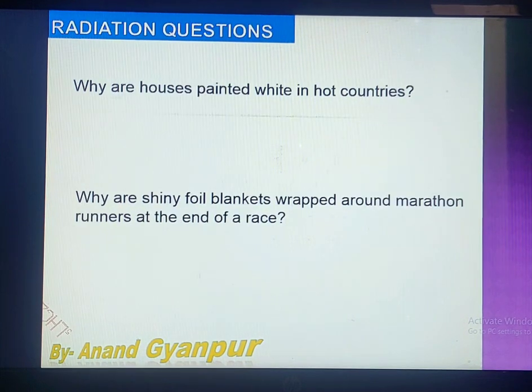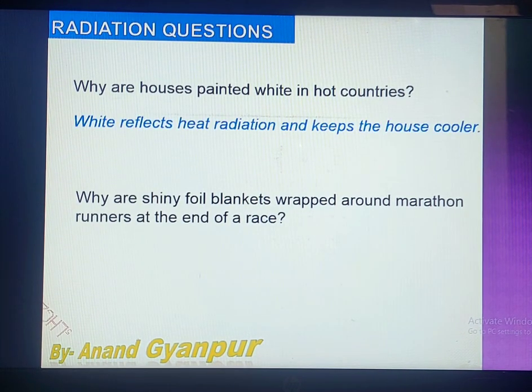Okay, now the question comes with radiation. Why are houses painted white in hot countries? White reflects heat radiation and keeps the house cold. As we already discussed in the last example, shiny surfaces absorb less heat and a black object absorbs maximum heat. So in hot countries they put light paint on their outer walls, so that it reflects the heat radiation and keeps the house cold.